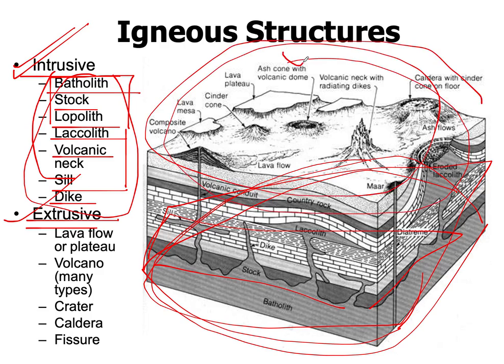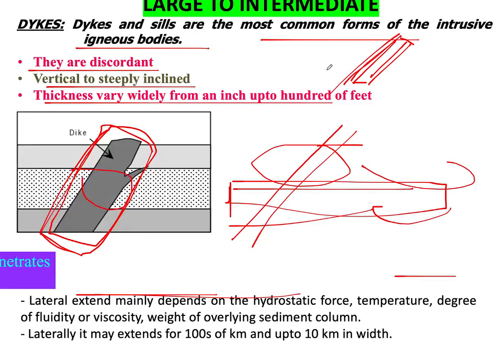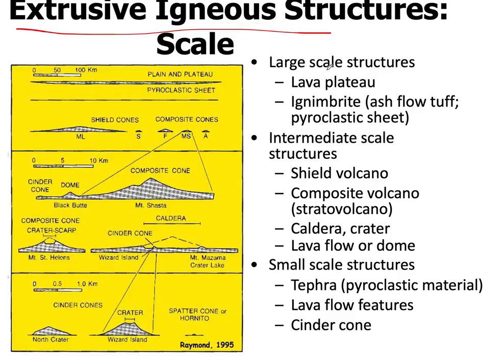This is known as extrusive. Okay, so let's discuss that. Again I am dividing into different scales. For the large scale structures, you can see this size is 0 to 100 kilometers. These are known as plateaus. So this lava plateau is formed when the magma comes to the surface and forms lava.